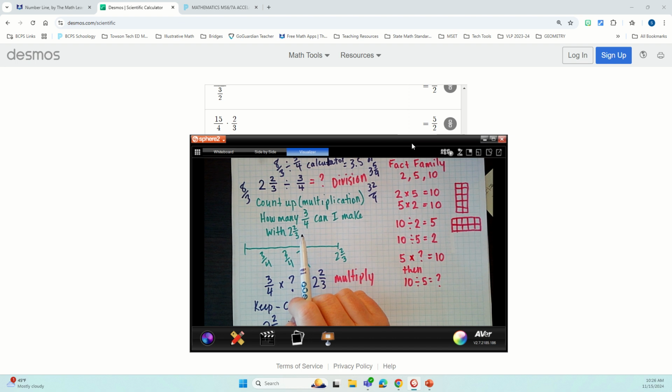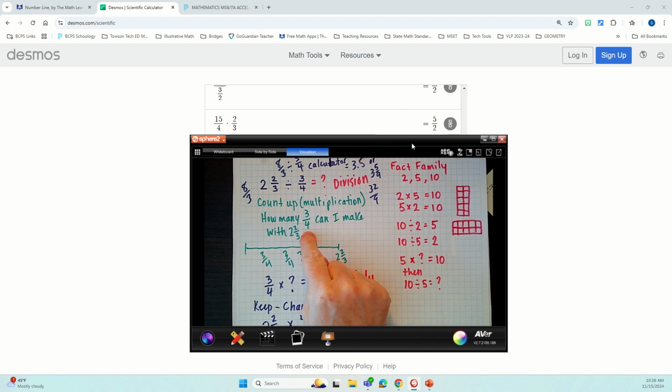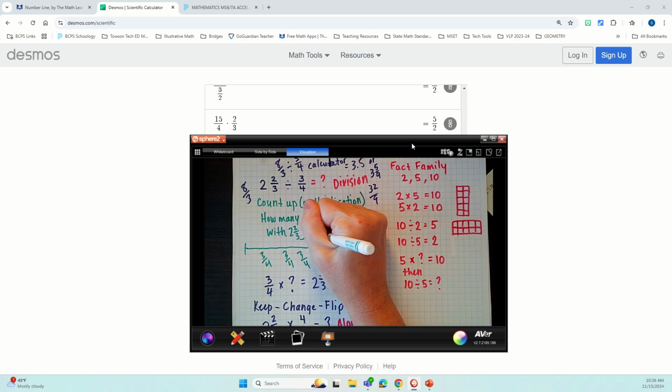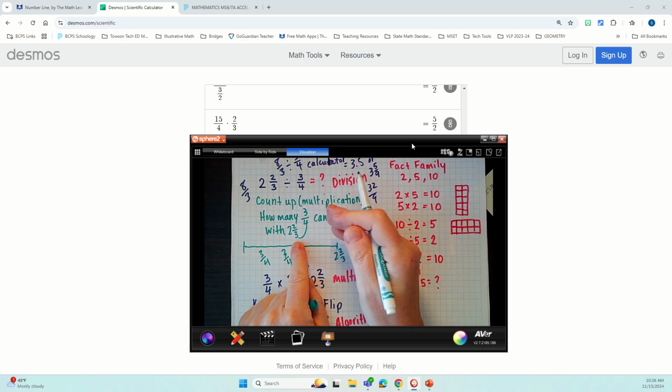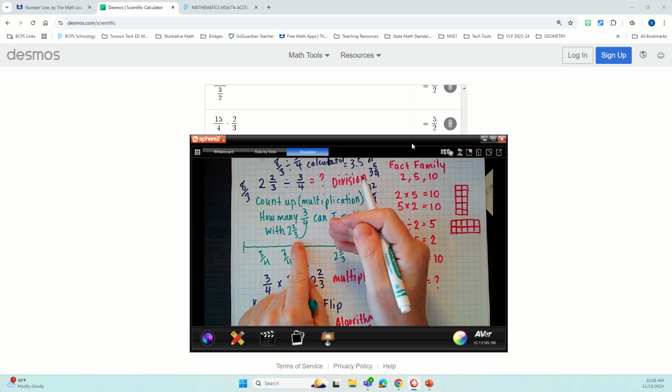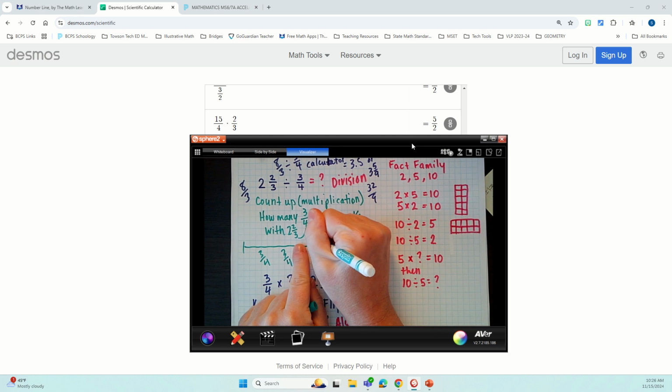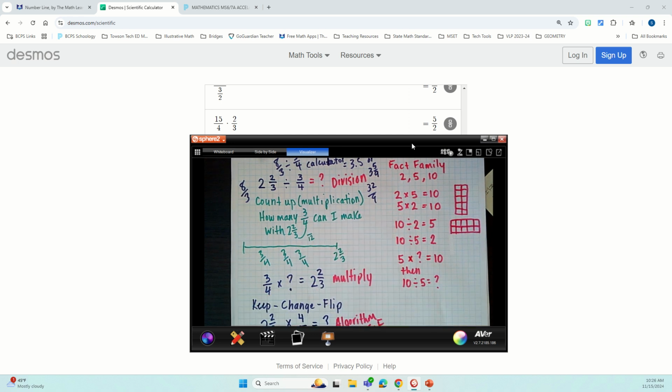I kind of like this one better for this particular question. I just find sometimes the number line is just a little bit easier. How many 3/4 can I make with 2 2/3? Now remember, to use the number line, we have to have the denominators the same. So what can I count by, 3 and 4, and land on that same number? So 3, 6, 9, 12, 4, 8, 12. So I know I'm going to put my number line as 12ths.